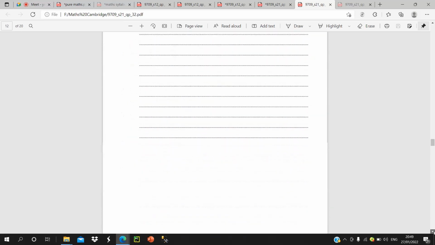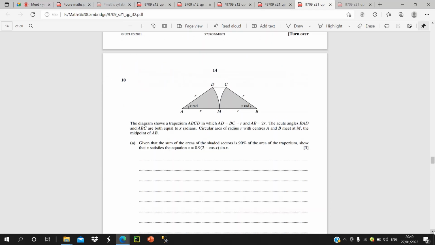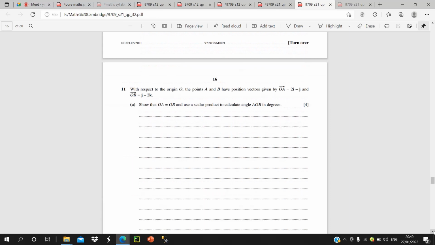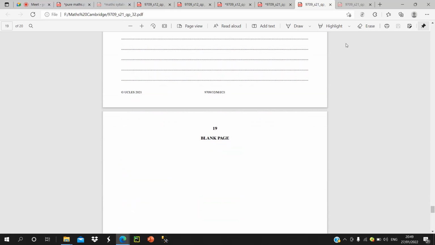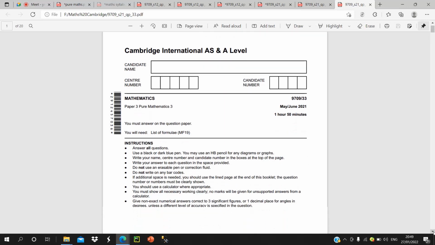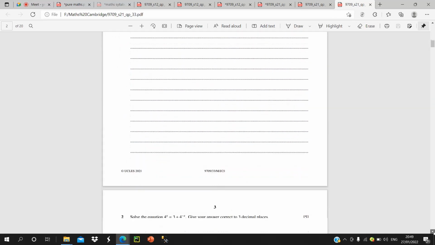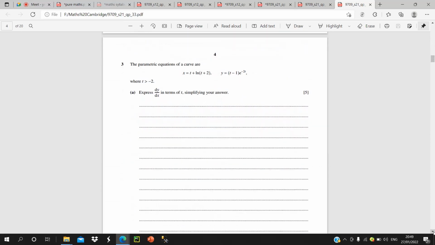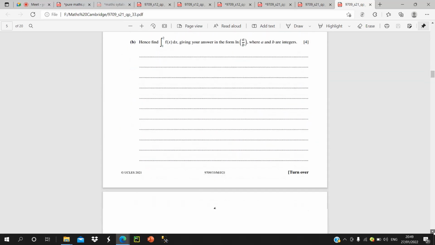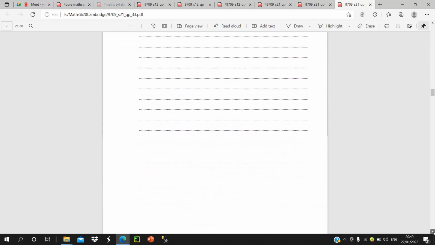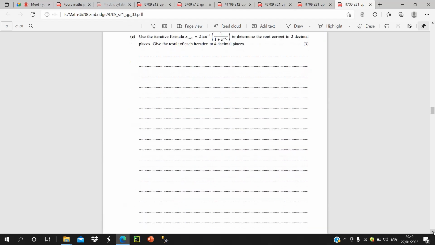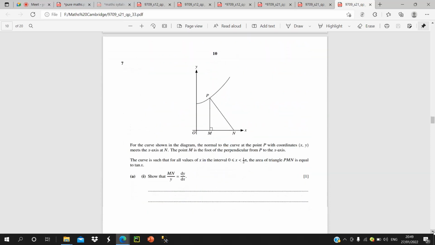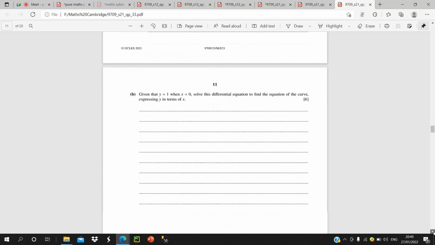Let me see the next one. Do we have any DE here? Seems like on this paper there was no DE. Let's look at this one. Some of the components repeat the question, so you define which component the paper carries. You've got a differential equation.